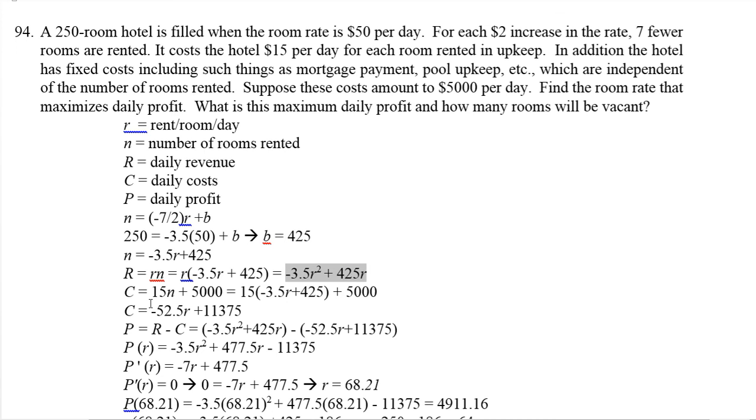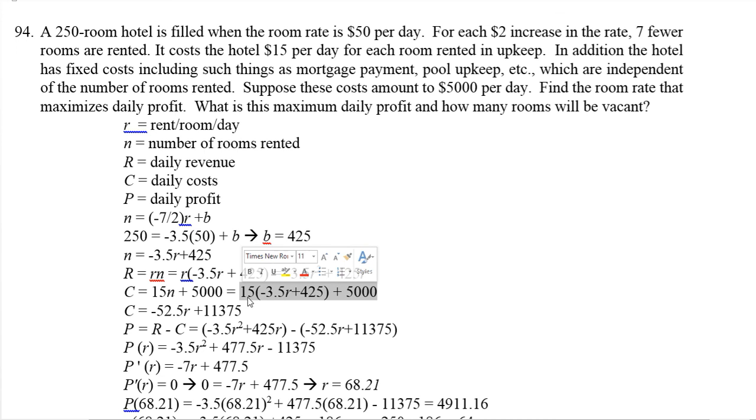Now, how about cost? Well, cost, it's $15 per each room. So it's 15 times n, plus you have the fixed cost of $5,000. So there's your cost function. But again, that's a cost as a function of n. We would rather have everything in terms of the rental rate, r. So once again, we take this expression for n and replace it in place of n there, which is what we have right here.